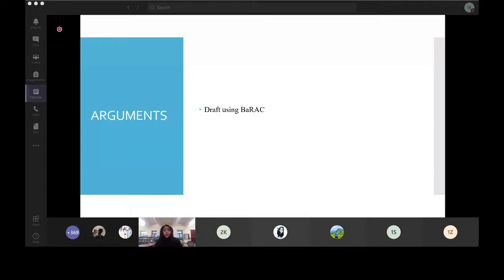Now, arguments, how do you draft your arguments? There is a systematic manner in which you write your arguments. You cannot just write anyhow. Now, BARAC is the system that you follow. This will be dealt in depth by Diksha in the next segment. This is very important, so make sure that you listen to this part.